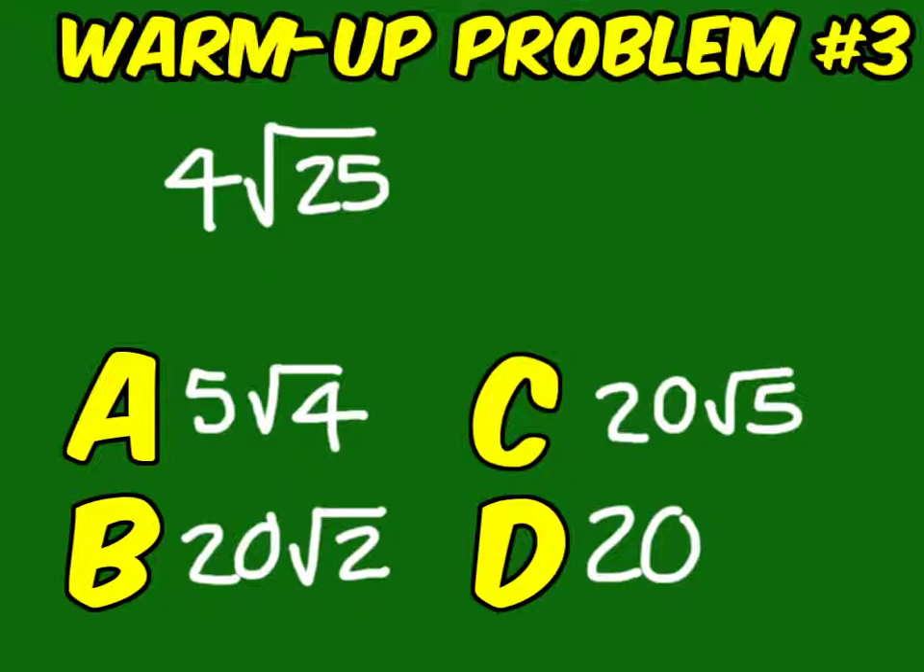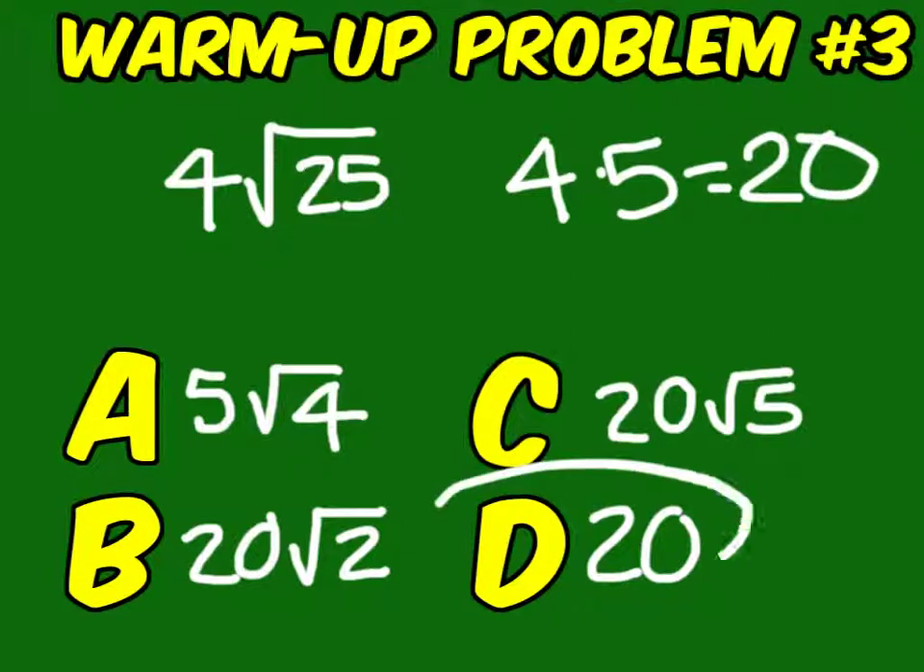4 times the square root of 25. The square root of 25 is 5, so we have 4 times 5, which is just equal to 20. So the answer for this one was D.